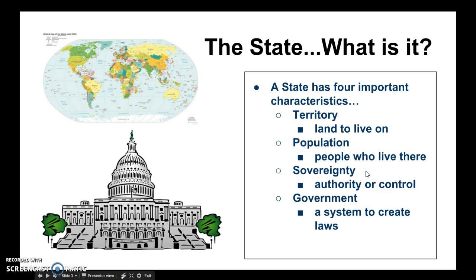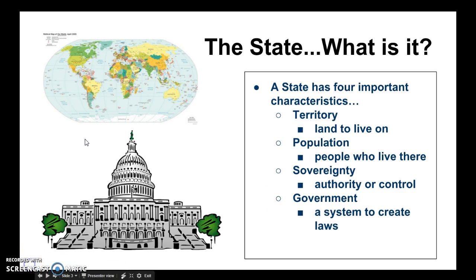Sovereignty is this idea that those people have the ability to control themselves. In other words, they don't have to listen to really anybody else. They're in charge of at least some, if not all, of their own decisions. And government means that they have a system in place to shape their laws and the rules that they have to follow.